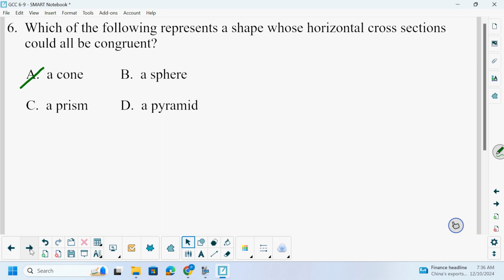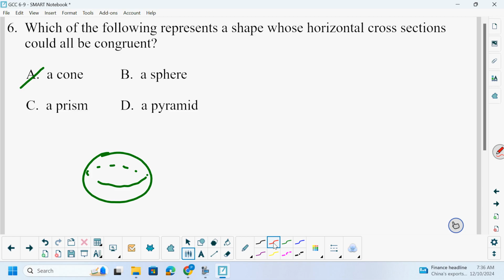Next up, we have a sphere. So here's my sphere. If I sliced, say, towards the top horizontally, that should create a circle. If I slice towards the middle, it'll also create a circle, but those circles will be different sizes because across the sphere is greatest at, if you go through the center, through its diameter.